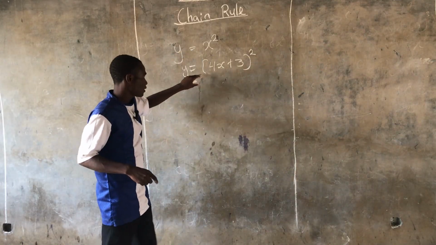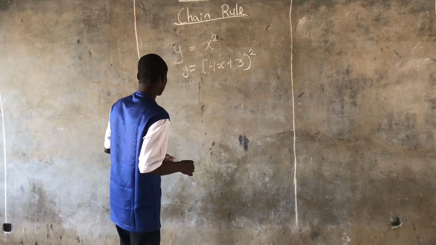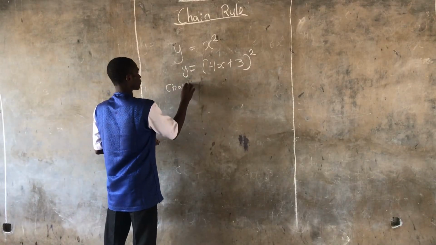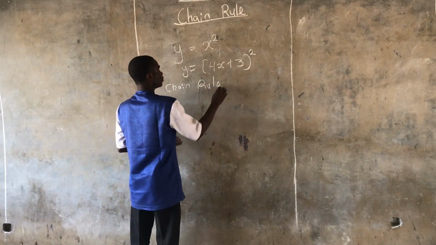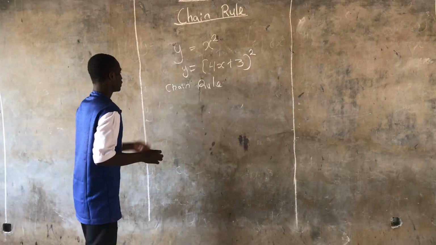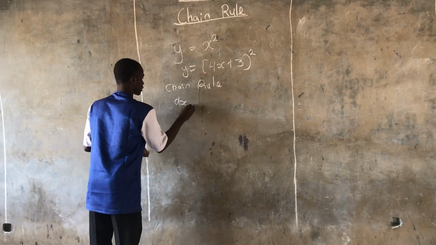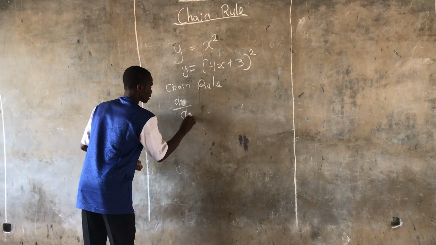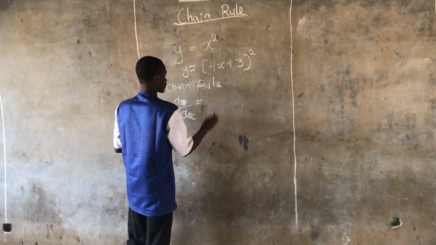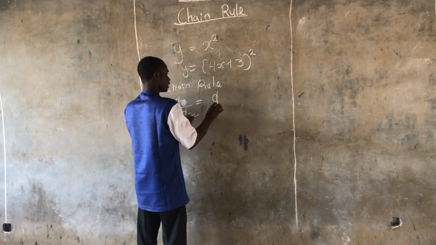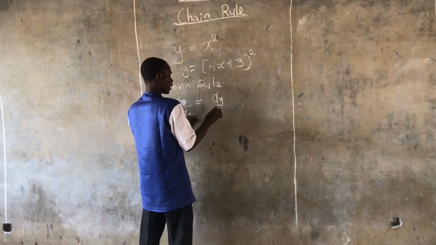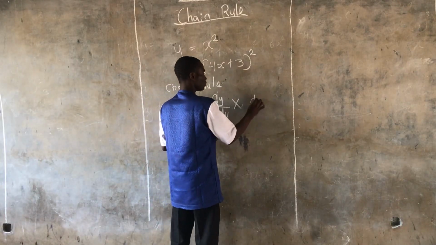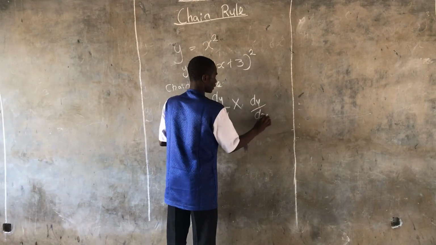So in this case, our chain rule is: change in y over change in x, which is equal to dy over du times du over dx.